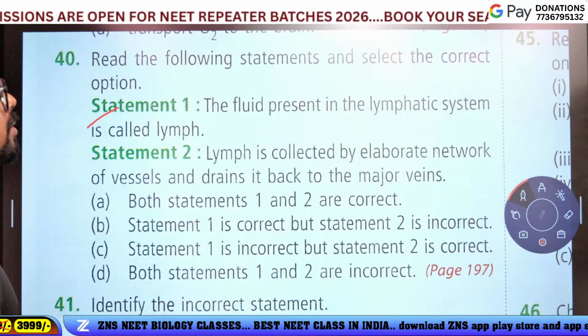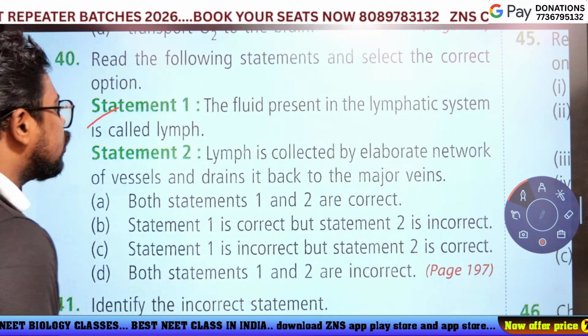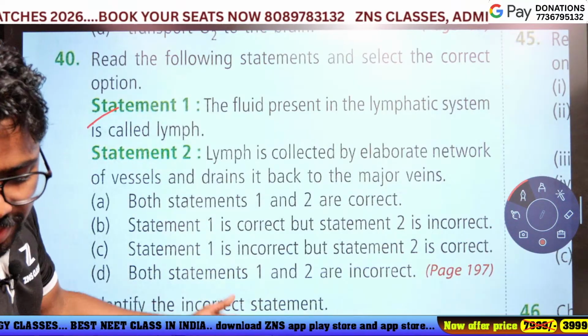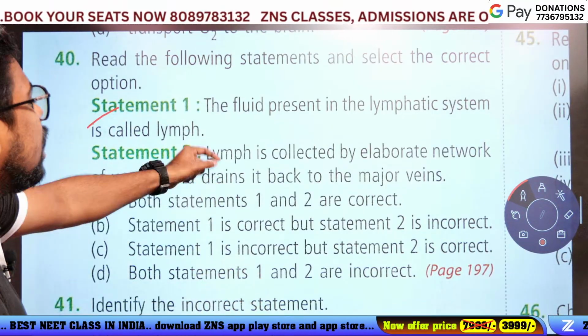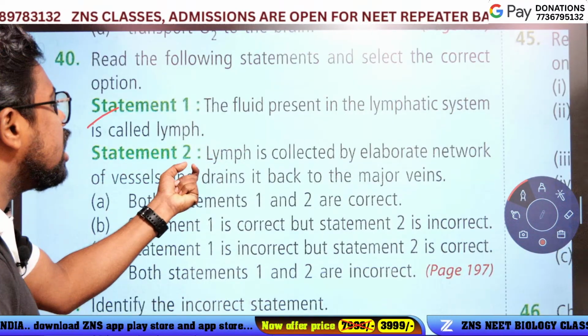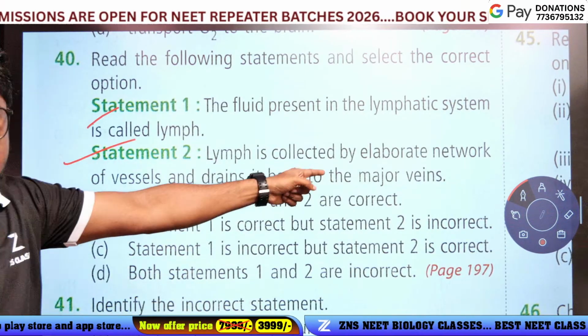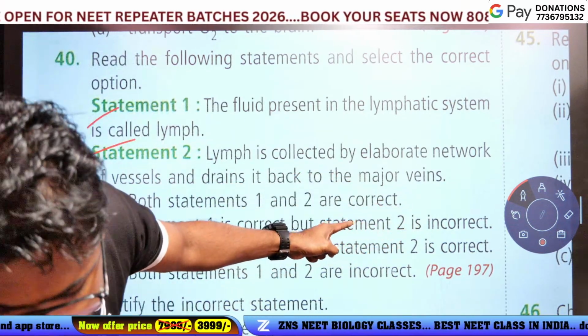Statement 2: The lymph is collected by an elaborate network of vessels and drained back to the major veins. The statement is correct. Yes, this is your NCERT line, your NCERT statement. Option B?